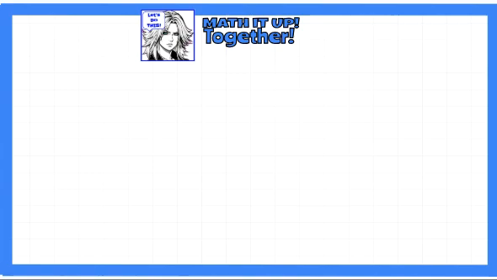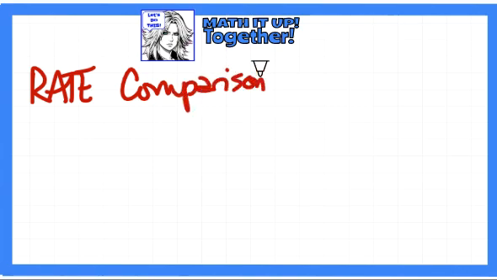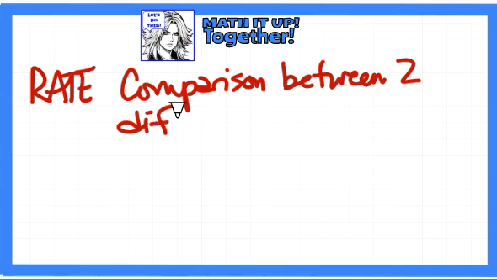So let's begin with rates. Rates are a comparison, a ratio that has a comparison between two different units. That's the difference: a ratio compares two or more numbers or quantities. This is a little different in that the units are going to be different.